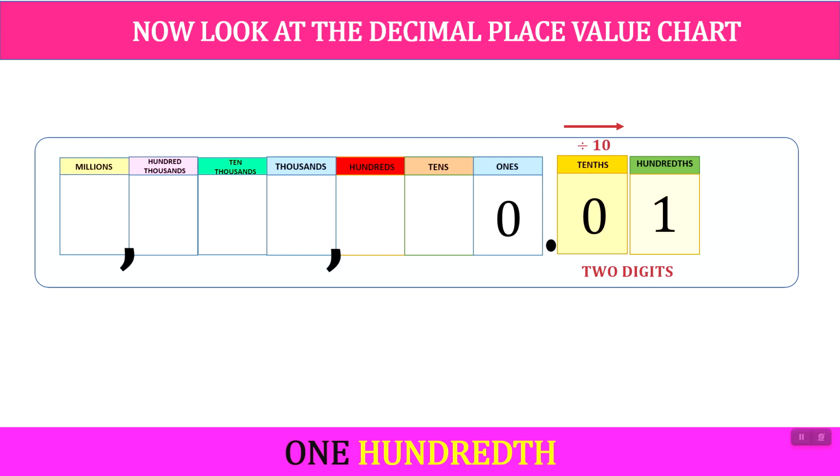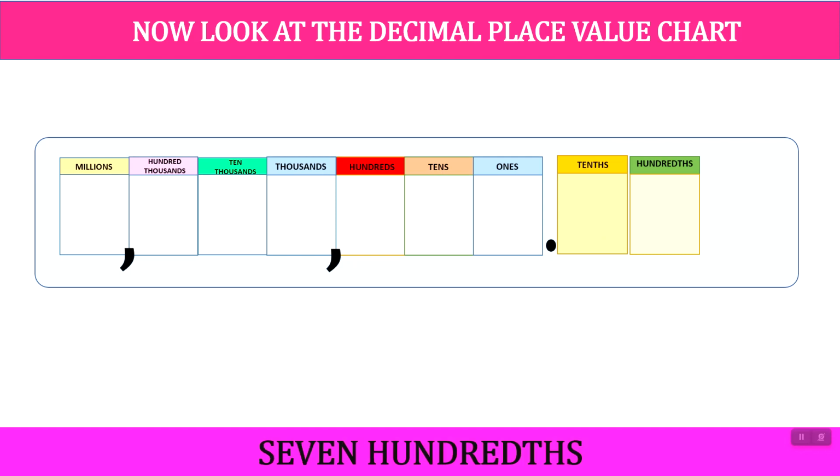Notice that when we write hundredths, there are 2 digits after the decimal point. 1/100th can be written as 1 over 100. What about 7/100ths? Because we are dealing with hundredths, we need 2 digits after the decimal point, and we put 7 in the hundredths column and zeros in the tenths and the ones column. Again, we have 2 digits. We can write this as a fraction as 7 over 100, 7/100ths.